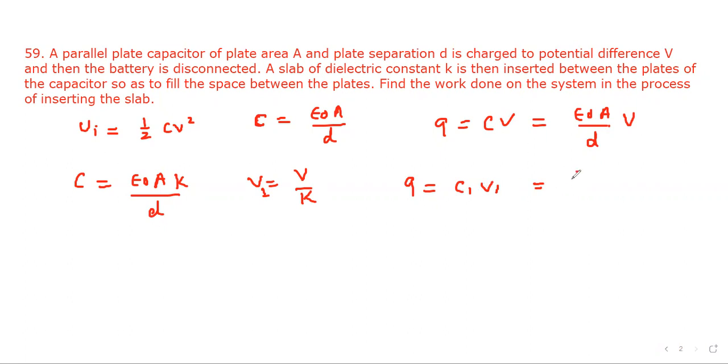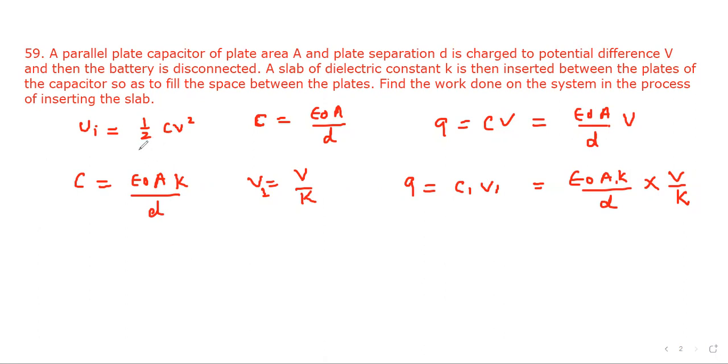So we can put the values. C1 will be epsilon naught A K upon D, into voltage equal to V upon K. So here we can see that the charge remains the same. Now we have to find the work done. For this purpose, we have to find the initial and final energy, and then we will find the difference thereof, and that will be equal to the work done.